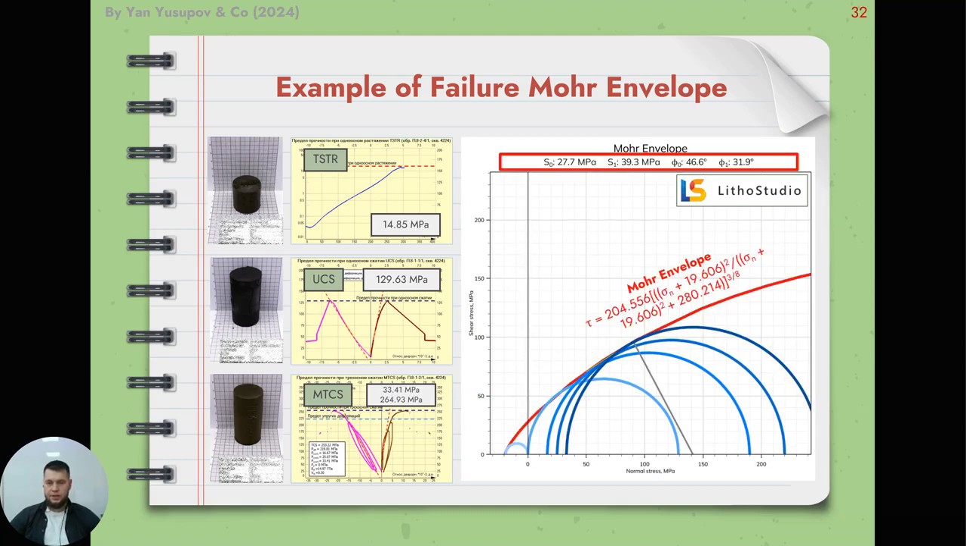And this is the approximated Mohr envelope failure with the equation that you can see on the chart. Consequently, the resulting parameters of the Mohr envelope, the cohesion strength and friction angle, you can see above the chart.